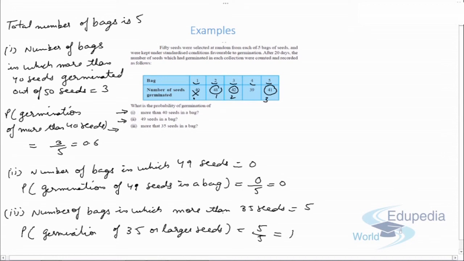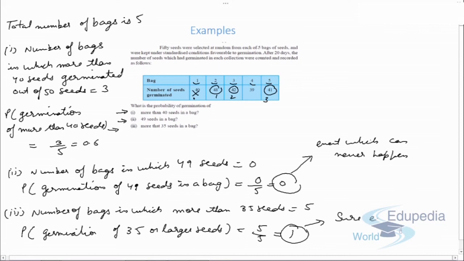Now, the probability for this event is 0 and the probability for this event is 1. When the probability of an event is 0, it is known as an impossible event, which can never happen. You have to be very careful. Why can it not happen? Because there is no bag with exactly 49 seeds. So this kind of event can never happen, and that's why the probability is 0. Now if you check this one, its probability is 1. These types of events are known as sure events. Why? Because the probability is 1, it will always happen according to the given data. These types of questions will generally come in the examination.